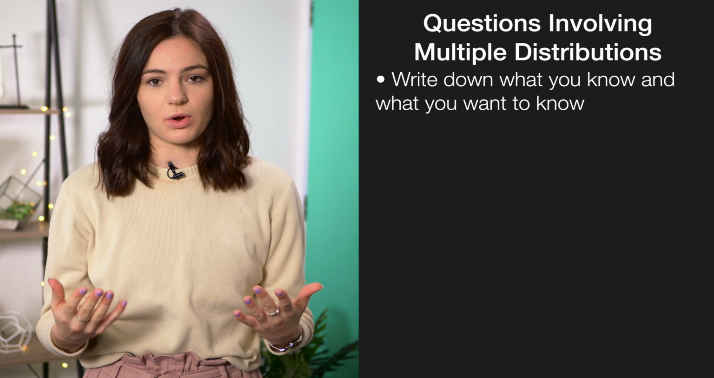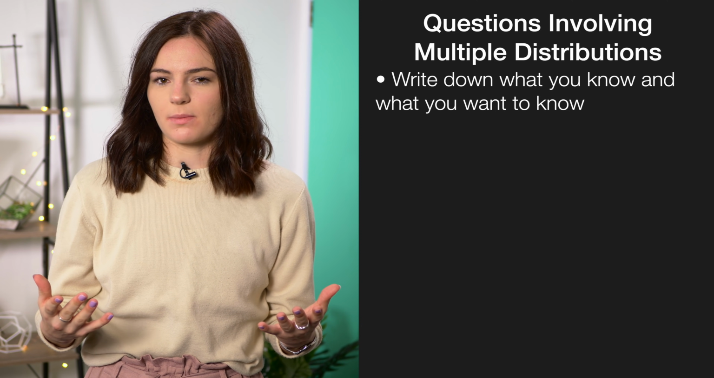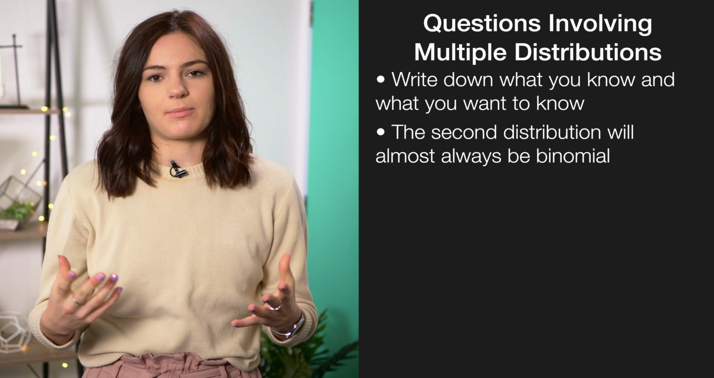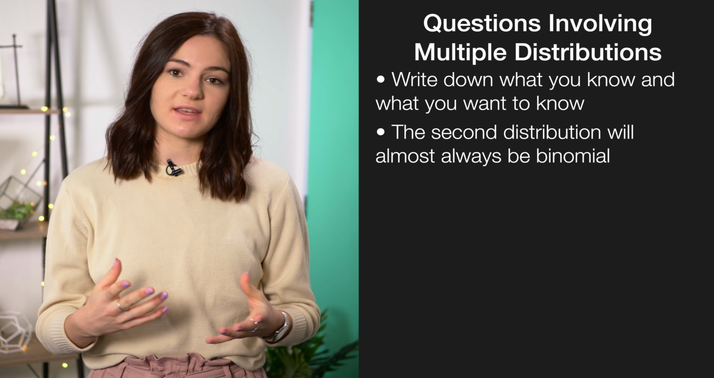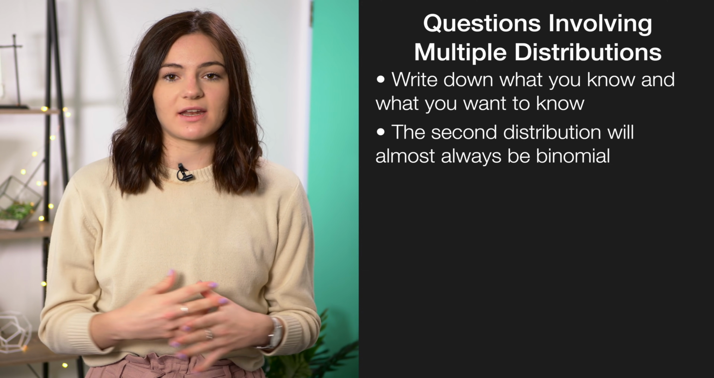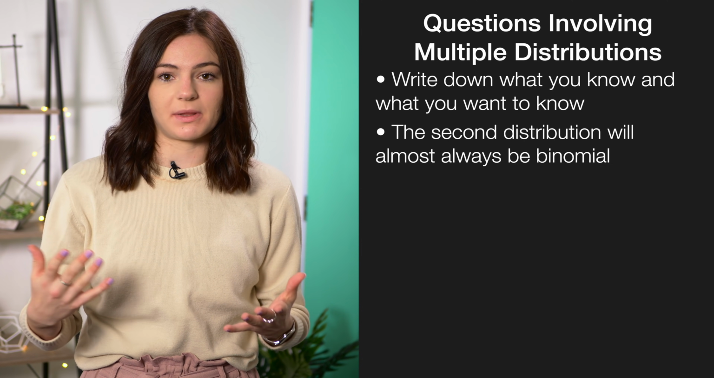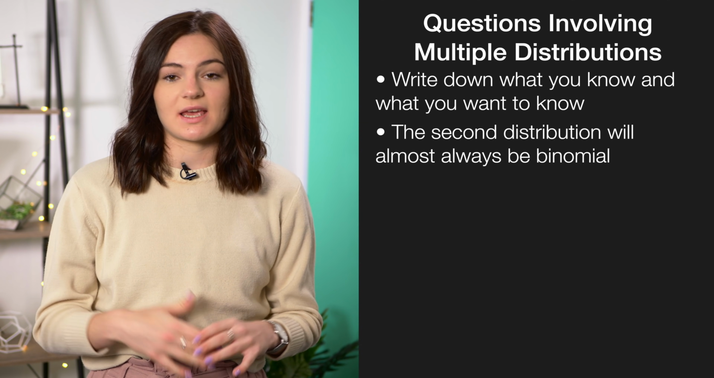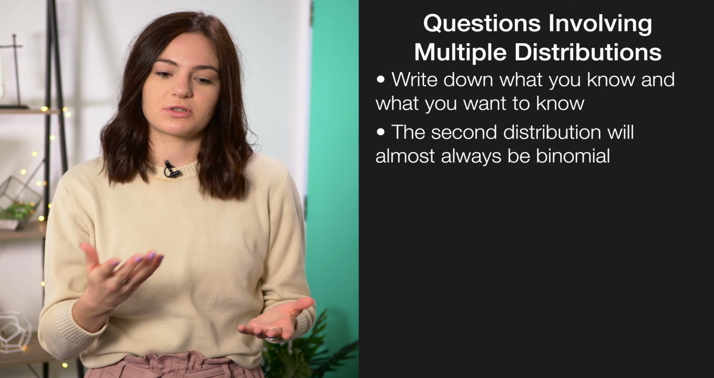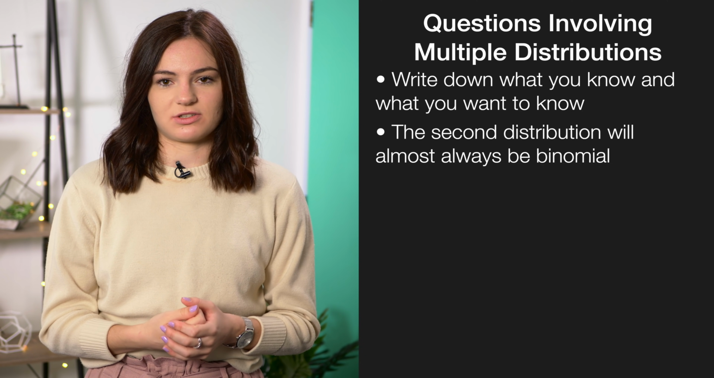Questions will try and trip you up by getting you to use multiple distributions in a row. The best way for you to tackle these questions is to write down what you know and write down what you want to know. While these may seem complicated, almost always the second distribution will be binomial. For example, the first part of the question might ask you to calculate the probability that a chihuahua weighs more than 2 kilos. The second part of the question will then ask you to calculate the probability that the next 5 chihuahuas weigh more than 2 kilos. And then we have our probability of success, which models nicely into the binomial distribution.